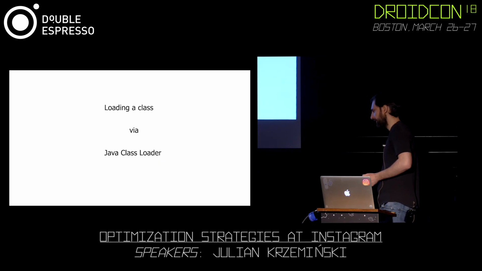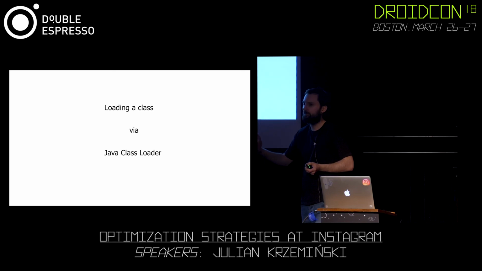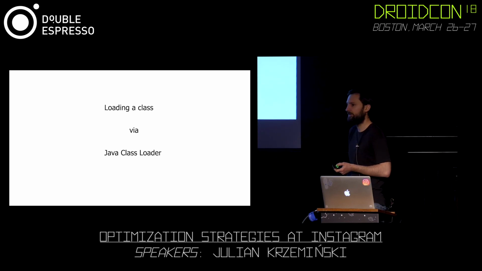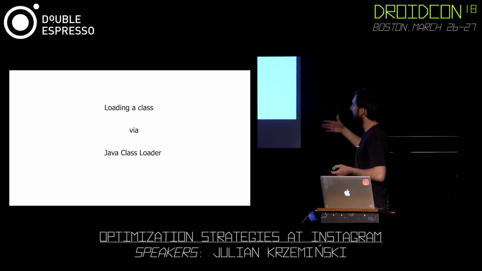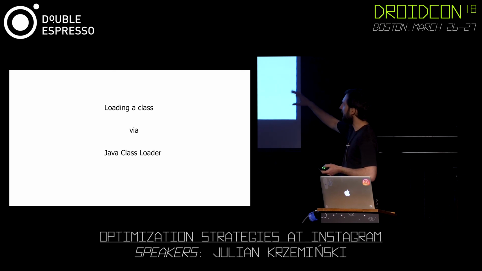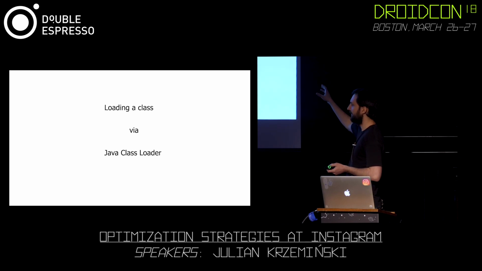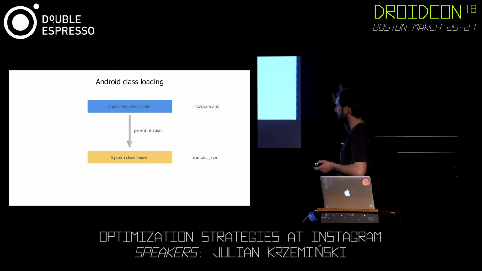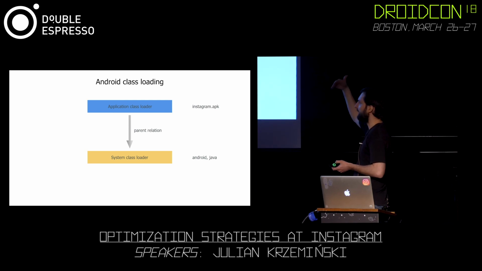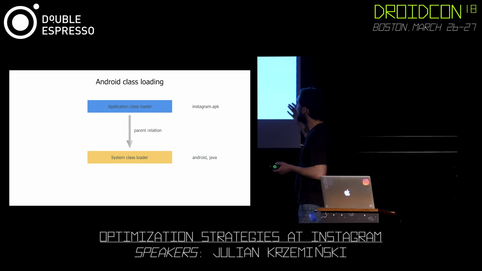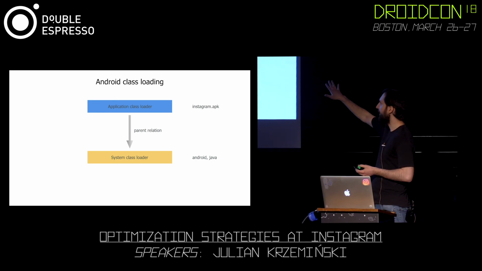So how did we implement lazy loading? To load a class, we need to use the standard Java class loader mechanism. This is the building block. On top of it, the way Android works is that there is an application class loader which points to the Instagram APK file, and a system class loader which points to the Android framework, Java, and anything that lives on the device. Those class loaders create a chain, with a parent relation. This is without lazy loading, the default case.